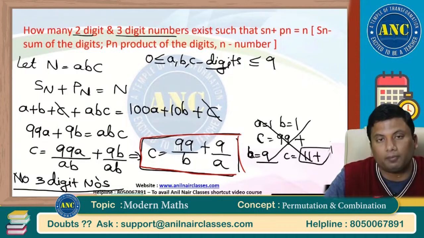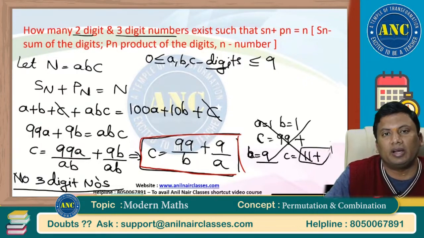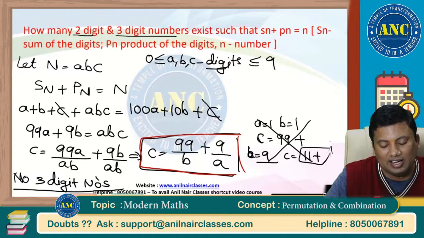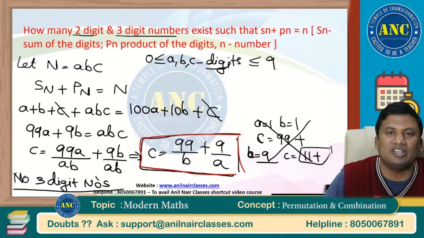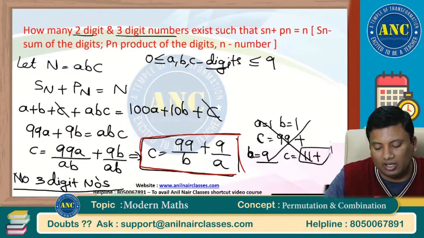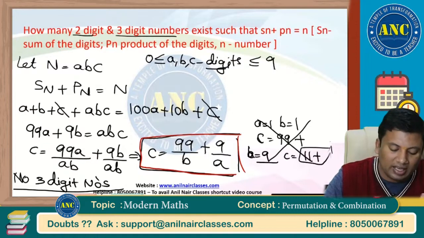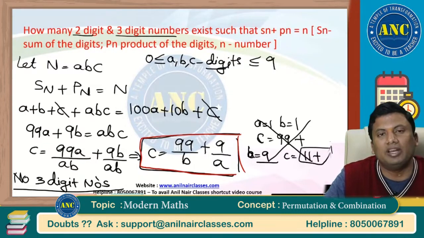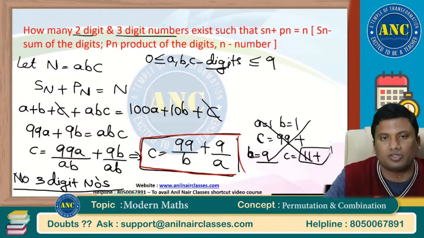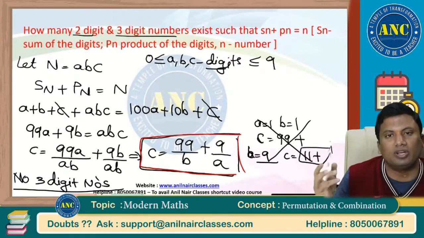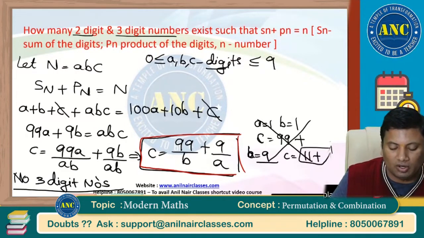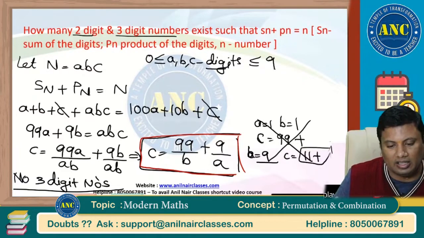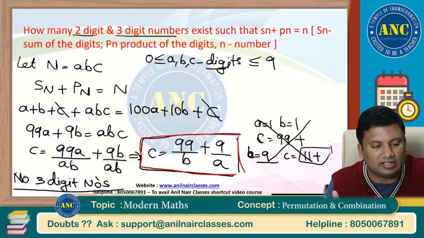If B is 1, 99 by 1 is 99 plus, but C is a digit. A digit cannot exceed 9. If B is 9, it is not possible. If B is 1 also, it is not possible. B value ranges from 0 to 9. A and B, 0 cannot be given because they are in the denominator. I hope the idea is clear, right?